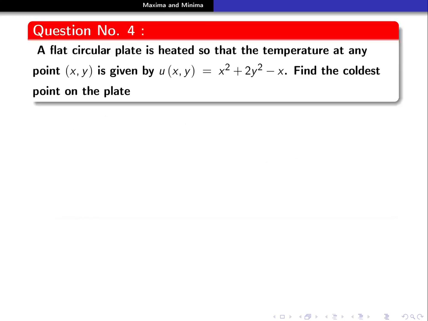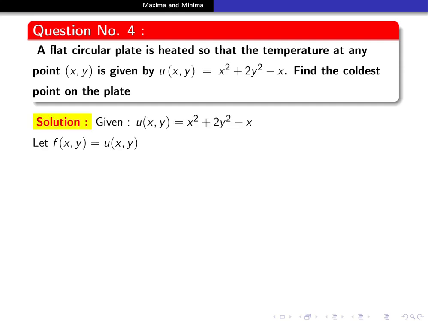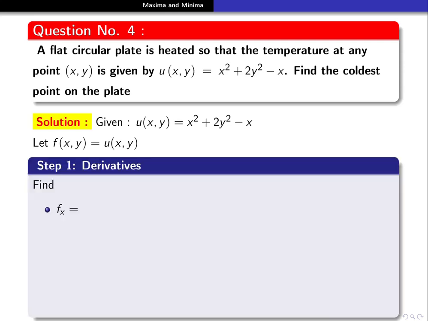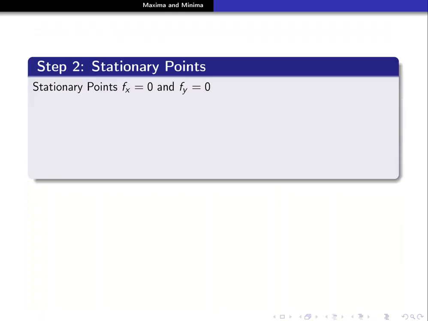Next problem. A flat circular plate is heated so that the temperature at any point x, y is given by u of x, y, that is equal to x square plus 2y square minus x. Find the coldest point on the plate. So it is heated, therefore we need to find the coldest, meaning minimum temperature. So the minimum only we need to find. Given u of x, y, so f of x, y is u of x, y. We need to find fx, fy, A, B, C. So from this we need to find the stationary point.